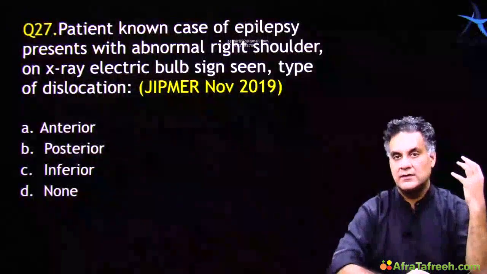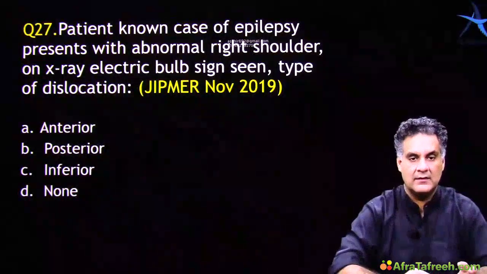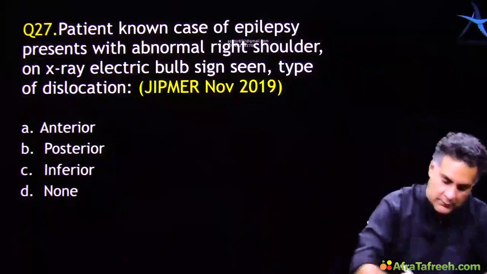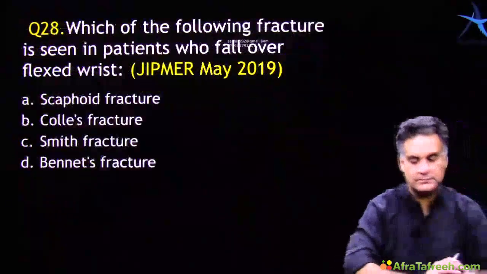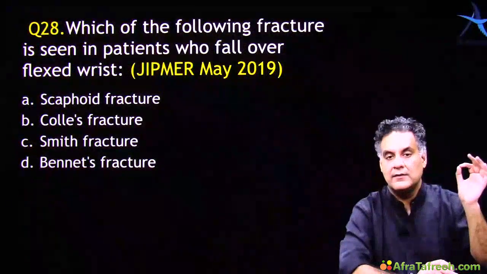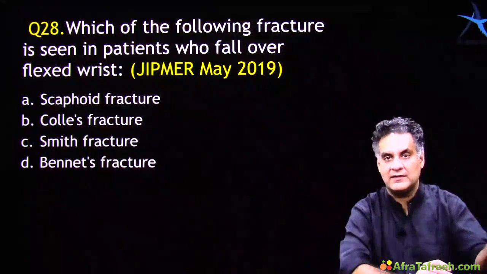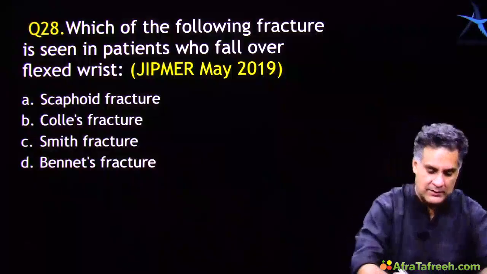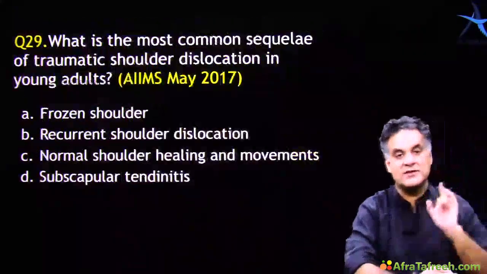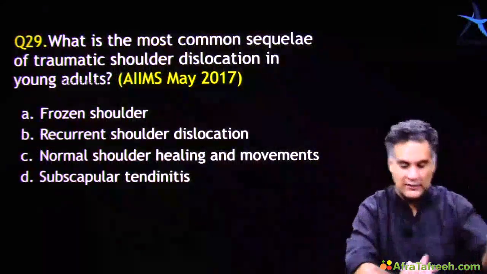So a patient, known case of epilepsy. Where will the dislocation occur? Posterior, in the shoulder. Which of the following fractures is seen in a patient who falls on a flexed wrist? Remember, flexed wrist, Smith's fracture. Colles is an extension injury. Which is the most common sequela of a dislocation of the shoulder?